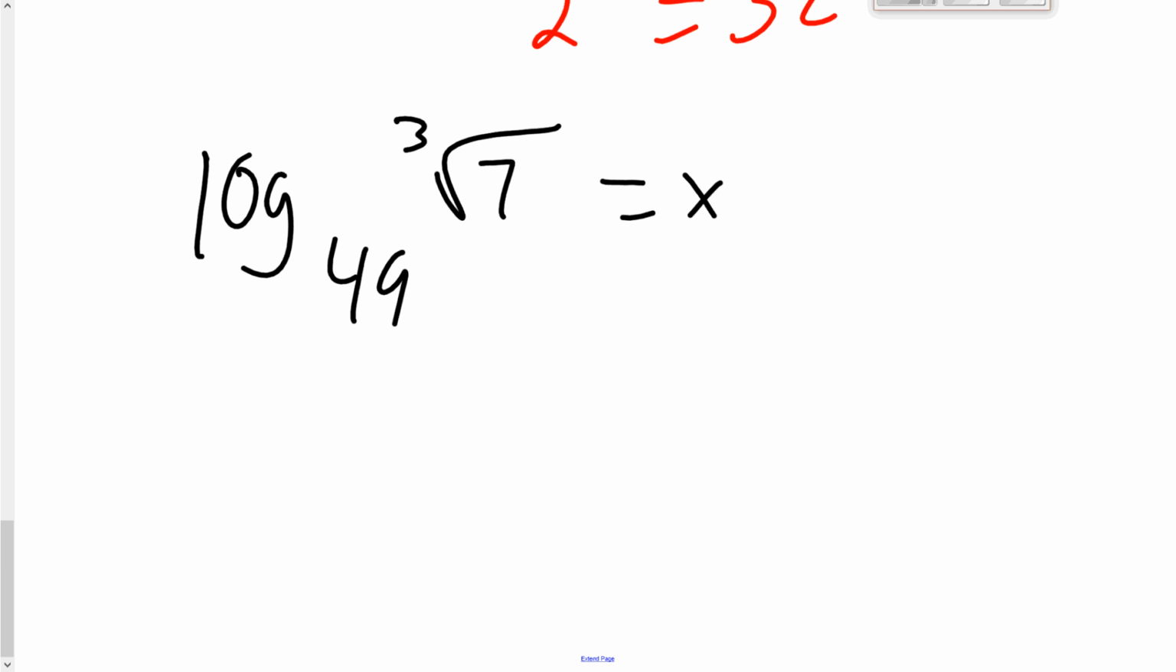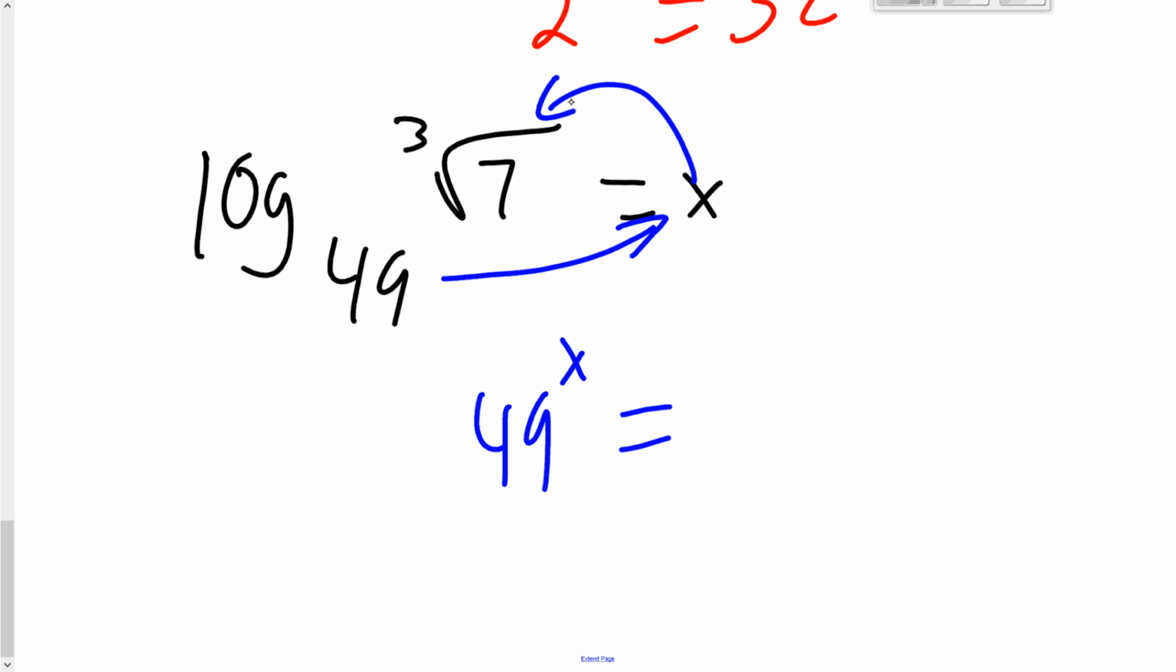Okay, so this is log base 49 of the cube root of 7 is equal to x. So we want to rewrite this. You can pause it if you're good. Here we go. So 49 raised to what is cube root of 7? Okay, so here it's a little different, we just need to rewrite it with the same base. So this is what we just got done doing with exponentials, right? We want to write the same base.